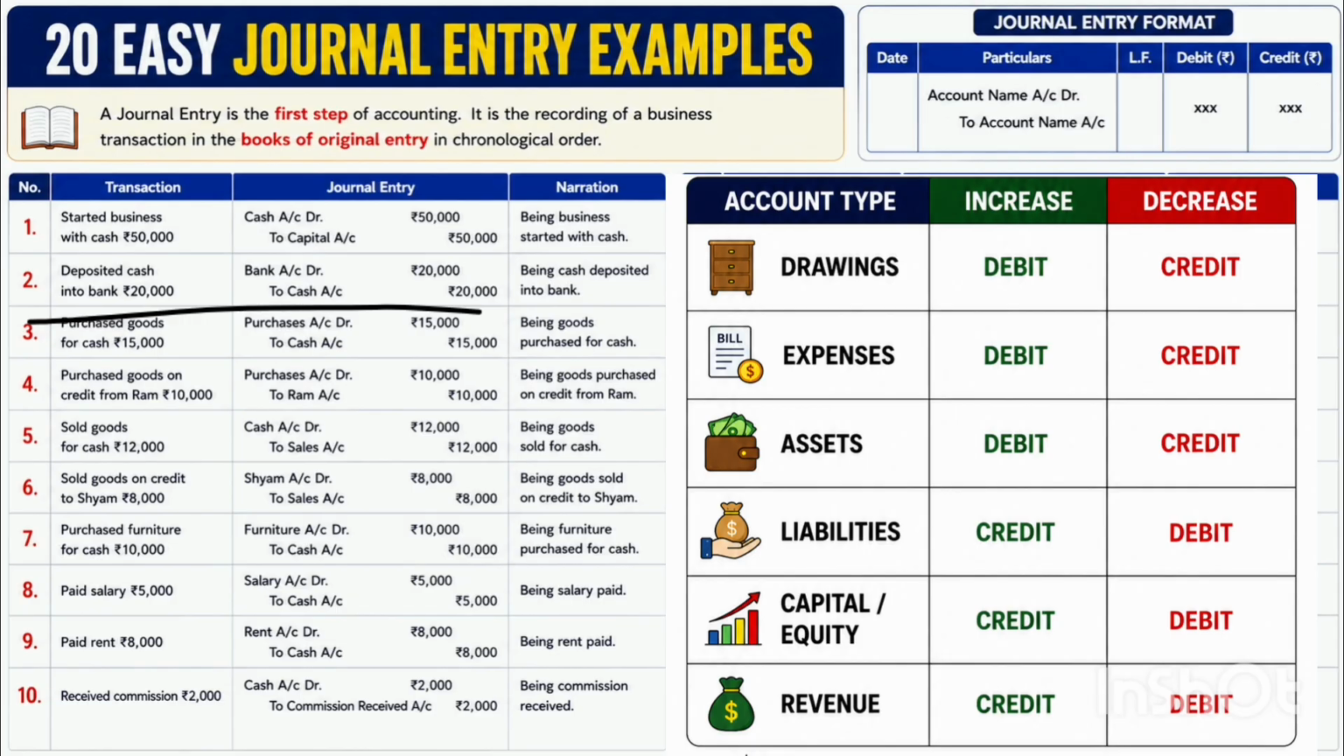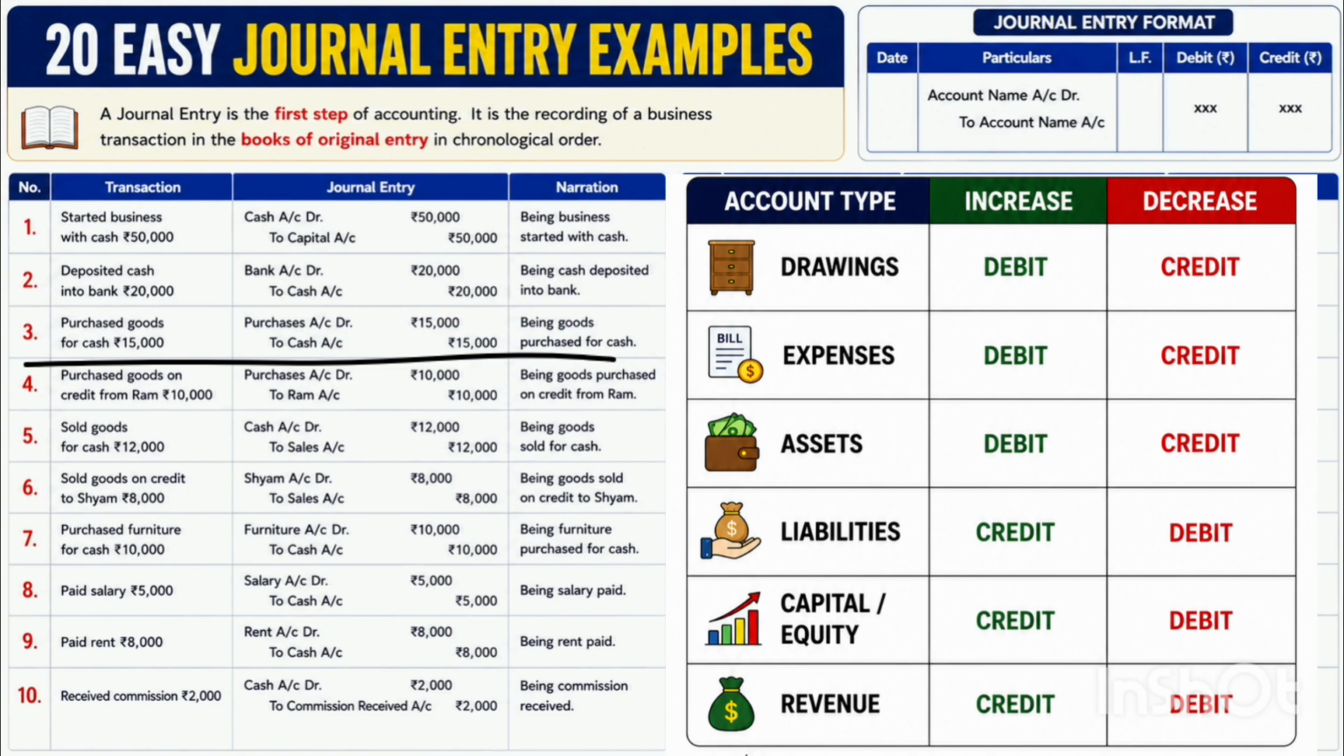Here both are assets, so assets have a debit balance. If assets increase we have to debit them, and when they decrease we have to credit them. Your bank account is increasing because the bank is getting money, so we have to debit it. And our cash is getting decreased, so we have to credit it. So what will be the journal entry? Bank account debit to cash account.